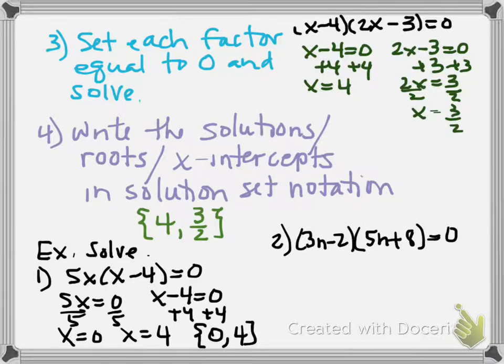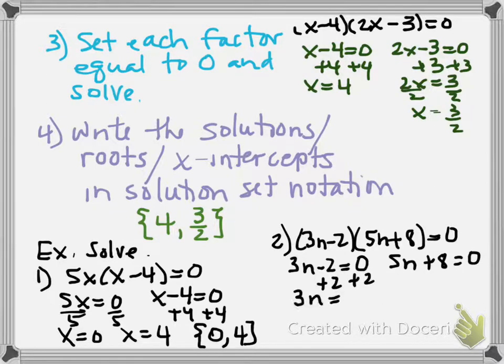Okay, and I don't see any x squareds. So I'm not going to distribute, get the equation, and then factor it again, because they've done all that work for us. So I take each of the factors, 3n minus 2, and set it equal to 0, and 5n plus 8, and set it equal to 0. These are going to take a little bit more work because there's more math going on.